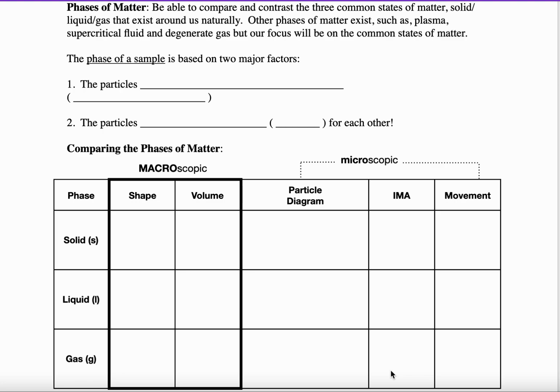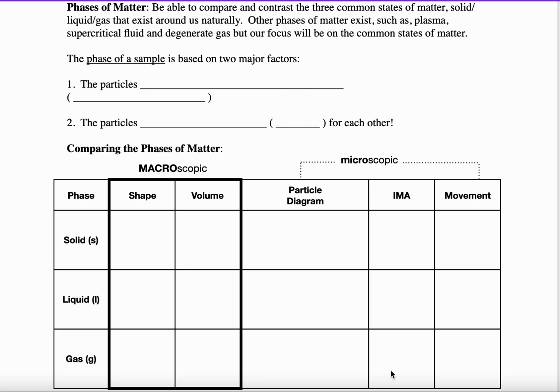Page 23, starting to look at matter and how it's classified. There's two major ways that we can classify matter, one being the phase it exists in around us naturally, or based on its composition and structure. On this page, we're going to take a look at classifying matter based on its phases. You should be able to compare and contrast the three major states of matter: solid, liquid, and gas. So let's take a look.